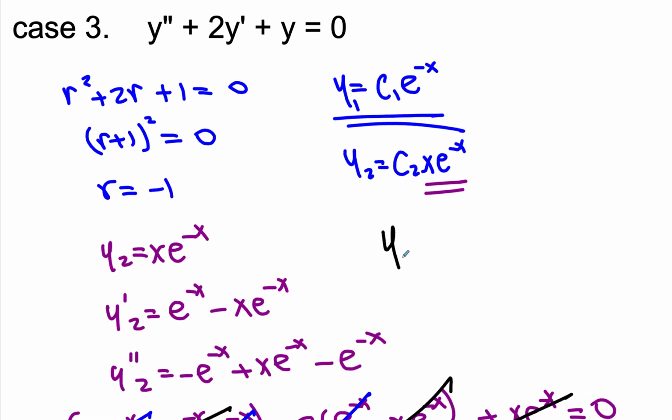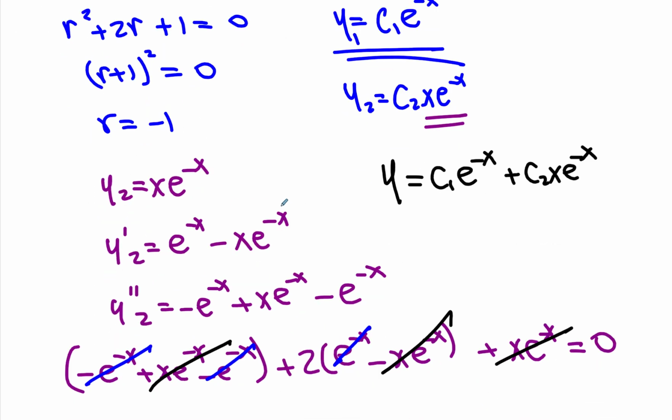So my answer y would have been equal to c sub 1 e to the negative x, but because it's a double root, my second answer will be c sub 2 x e to the negative x. All I have to do is just attach x whenever I have a second root here. It's the same as the first. All right, so these are the 3 cases which we have to think about, and I'll see you later.